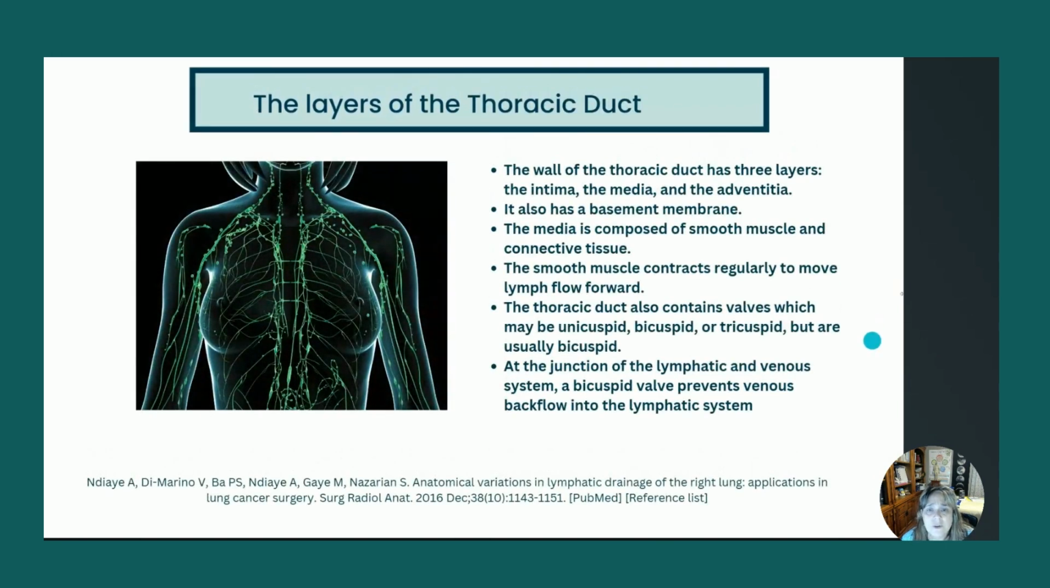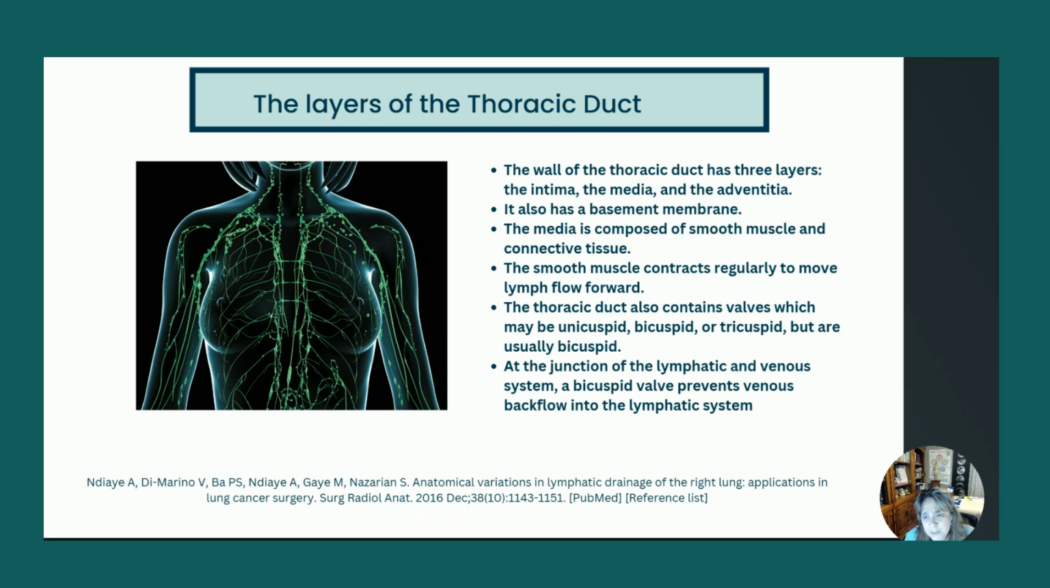So the layers of the thoracic duct. The wall of the thoracic duct has 3 layers: the intima, the media, and the adventitia. It also has a basement membrane. The media is composed of smooth muscle and connective tissue. So you have smooth muscle in the thoracic duct and you have connective tissue in the thoracic duct.